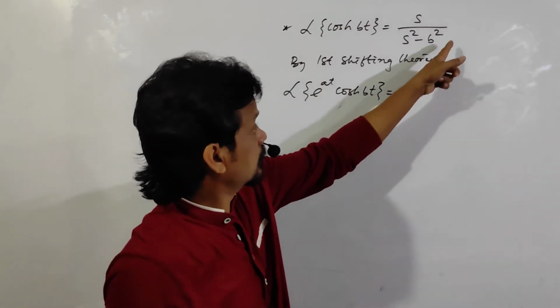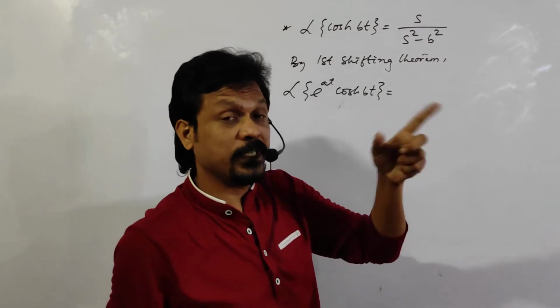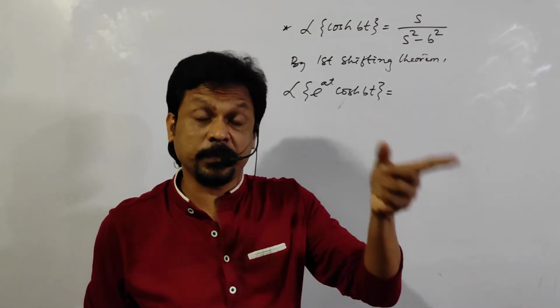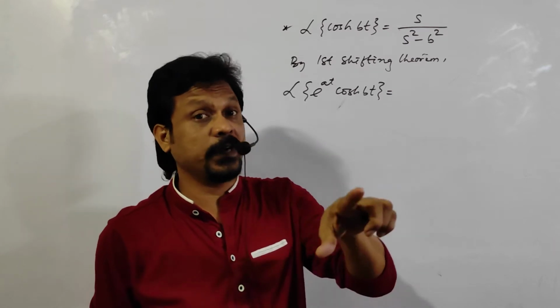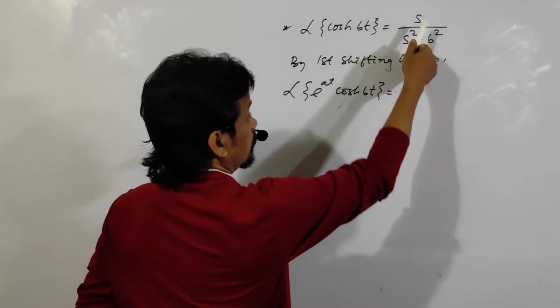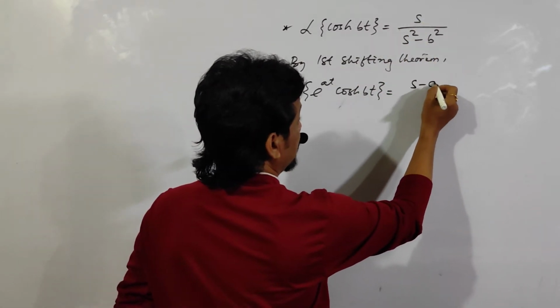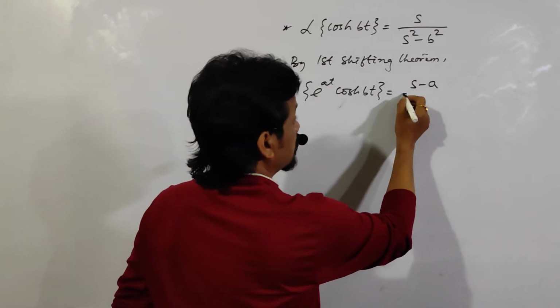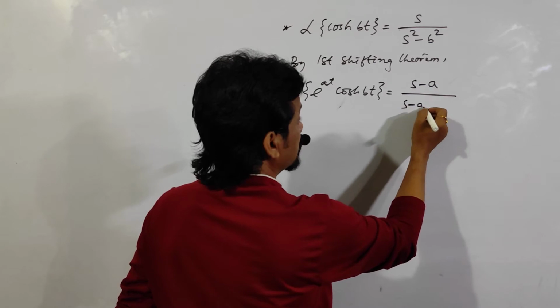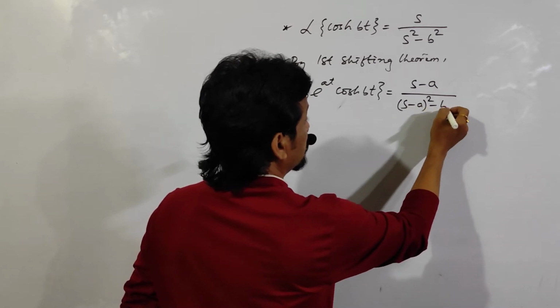This is your f of s. And what is your first shifting theorem? In place of s, you should write s minus a. So here, in place of s, write s minus a, because the coefficient of t is a, not minus a. So it becomes (s minus a) by (s minus a) whole square minus b square.